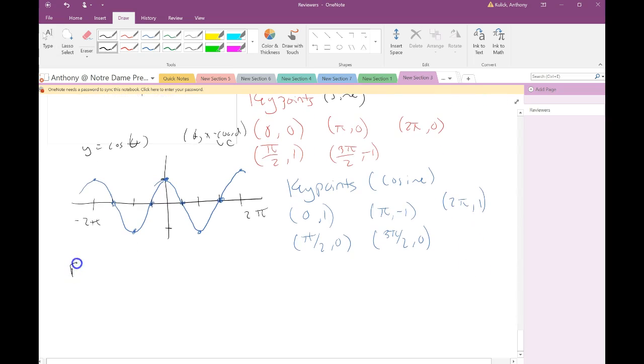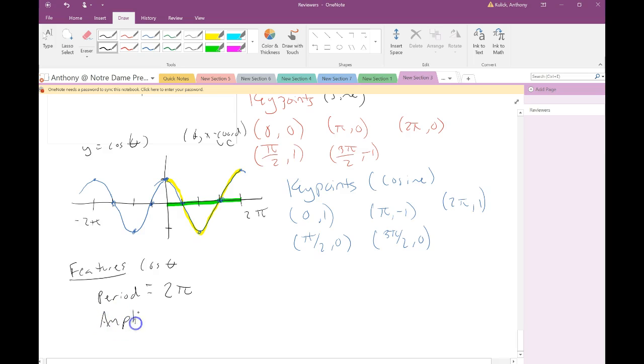Worth talking about features for cosine. So we can talk about the period. The period is like the length of the longest non-repeating segment of the graph. So if I start here, this is all different until I get back to here, in which case we start doing the same thing over again, right? So that goes from 0 all the way over to 2 pi. So the period here is 2 pi.